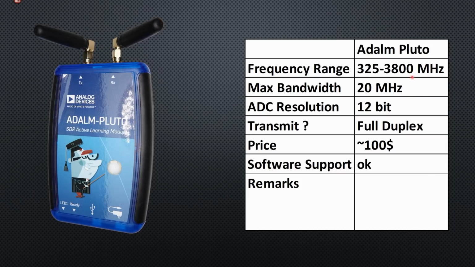Its frequency range from 325 MHz to 3.8 GHz is not spectacular. It has a maximum bandwidth of 20 MHz, but it is full duplex and uses 12-bit ADCs, which means it is much more sensitive than the HackRF, which only has 8 bits. Because it is a newer product, the software support is not as good as with HackRF. Its price is around $100.